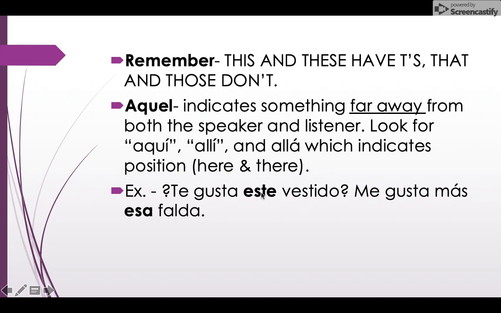Now you've got to remember which one to use. So you look at the noun, that's the one that's going to be used in the sentence. The dress is masculine and singular, and so you're going to use este because it's close to you. If you're talking about something over there, it's the skirt. The skirt is feminine and also singular, so you're going to say esa. So remember, this and these have the T's. That and those don't have the T's in their spelling.